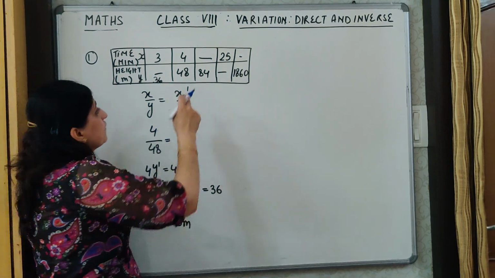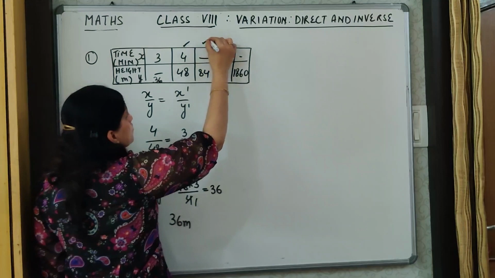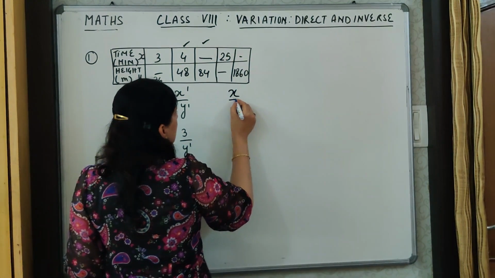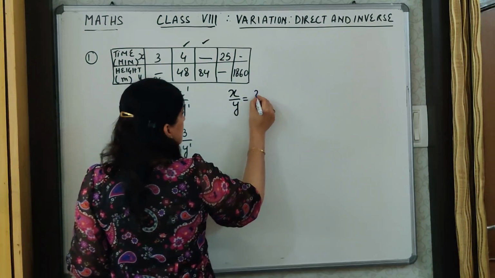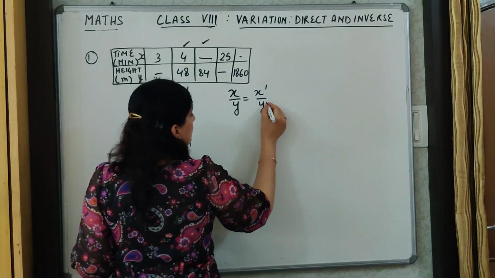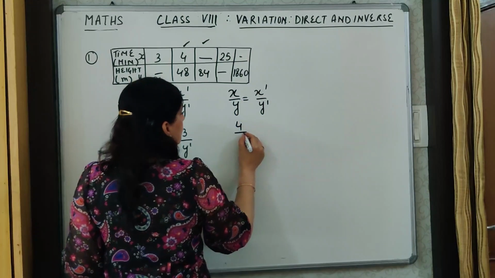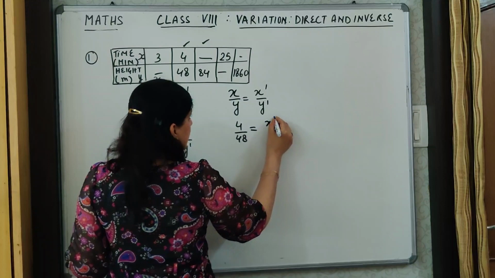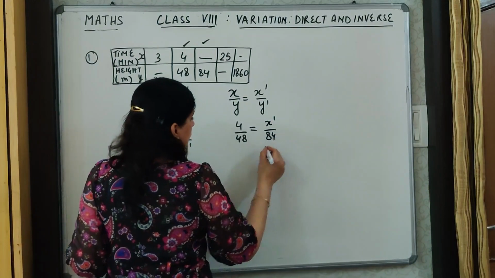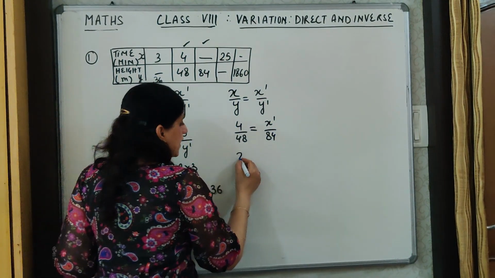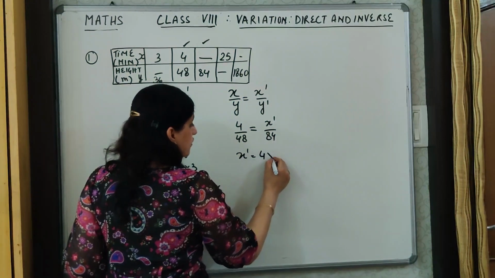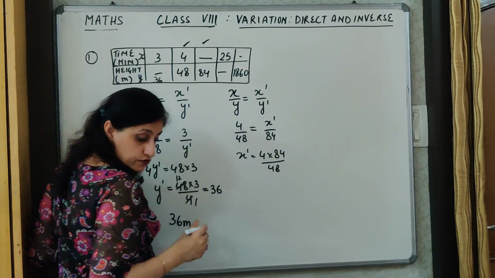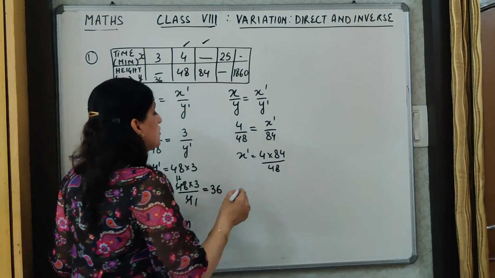Okay. Same way if I have to find this, I will be making use of these two things in the table and I will again use the same formula. X upon y is equal to x dash upon y dash. 4 upon 48 is equal to, now x dash is unknown, upon 84. Alright. So x dash will be 4 into 84 upon 48.